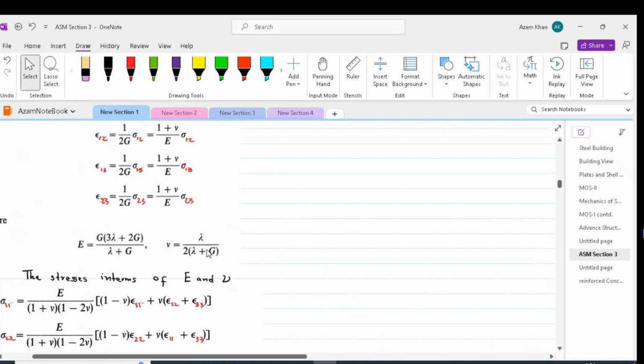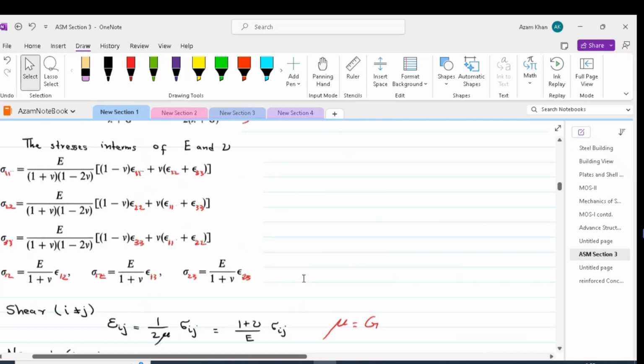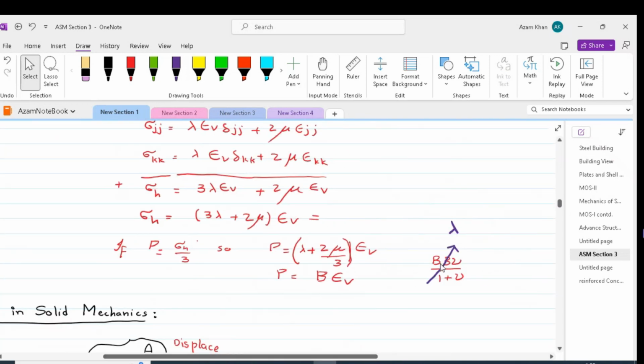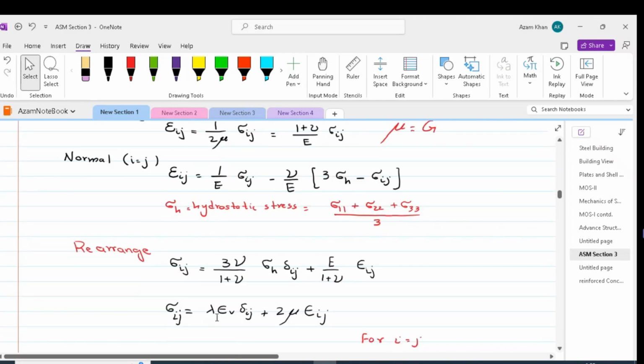Now in here, we have got lambda, and this G is equal to mu. We can work out our mu in terms of lambda and nu. And from there, we would get lambda equal to B times 3 nu divided by 1 plus nu. That is plugged back in this expression, and we get lambda times epsilon v delta ij plus 2 mu epsilon ij.